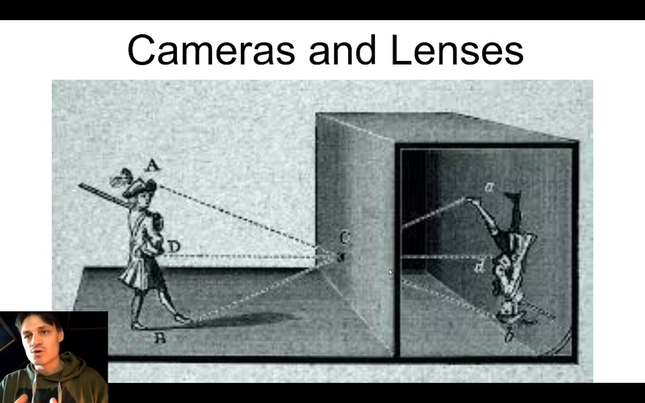The bigger the hole, the more light will come inside. The smaller the hole, the less light will come inside. So already we're starting to get some very, very basic things.